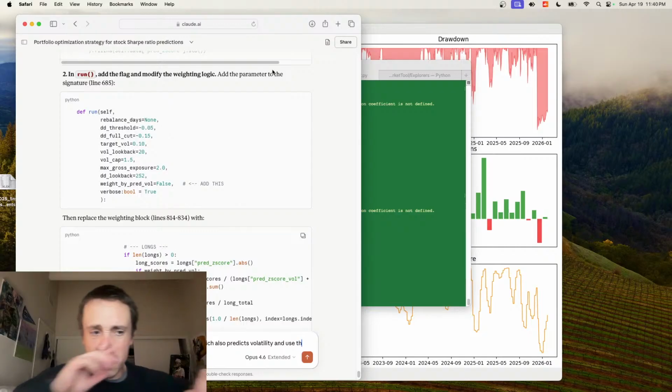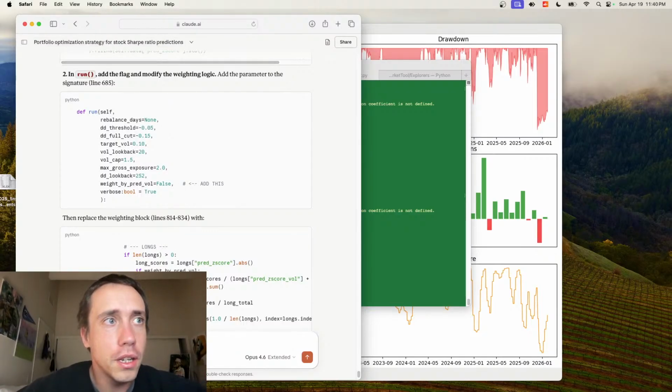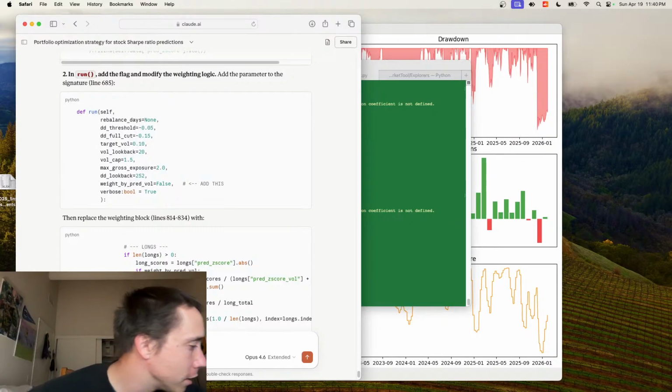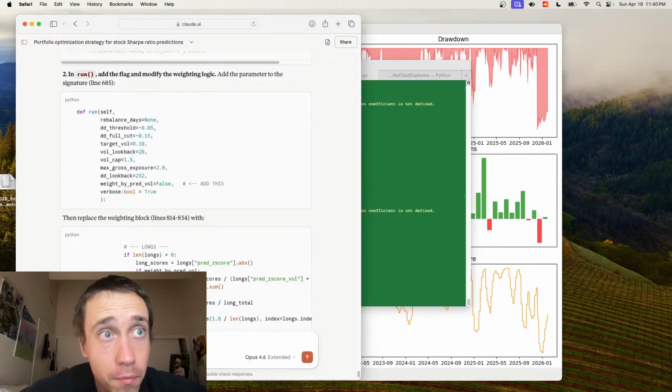So what is a distance metric is my first question. What is a distance metric in hierarchical risk parity?